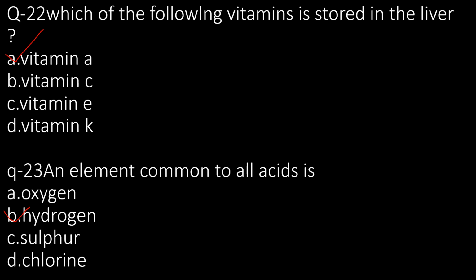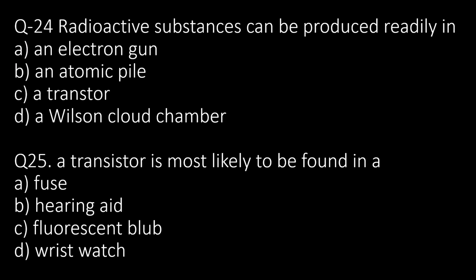Our next question is: radioactive substances can be produced readily in. And the right answer is option B, an atomic pile. Our next question is: a transistor is most likely to be found in a. And the right answer is option B, hearing aid. A hearing aid consists of a small transistor.